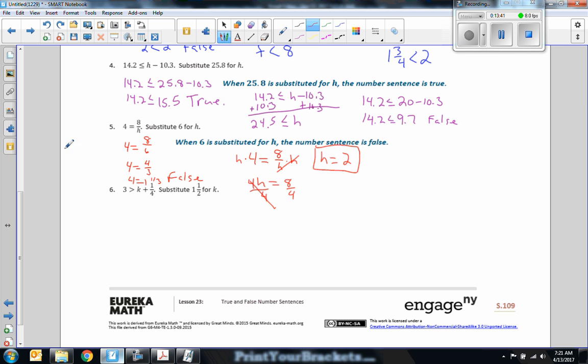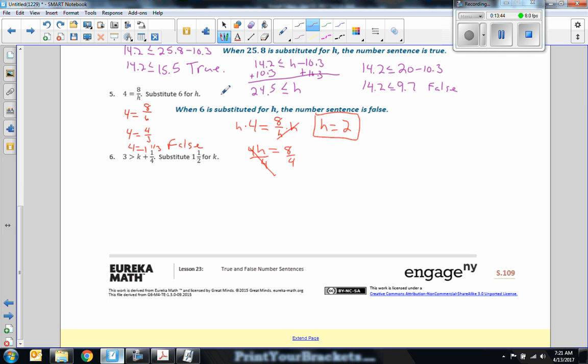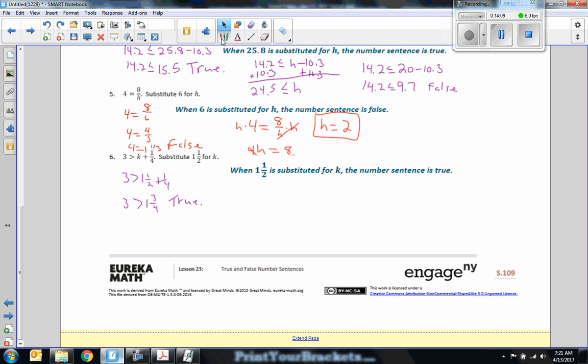Okay, and number 6. 3 is greater than k plus 1/4. Substitute 1 1/2 in for k. So now I have 3 is greater than 1 1/2 plus 1/4. So 3 is greater than 1 1/2 plus 1/4 is 1 3/4. That is true. So my number sentence will be when 1 1/2 is substituted in for k, the number sentence is true.